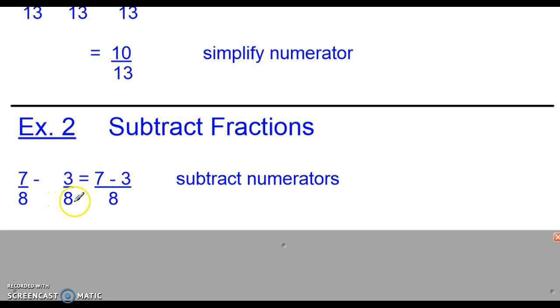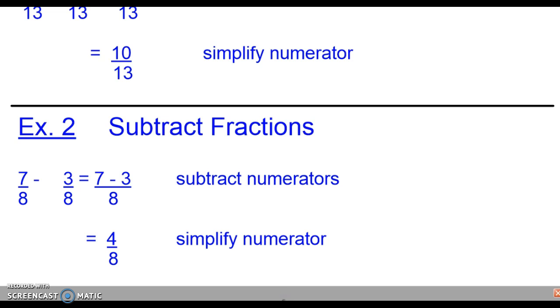7/8 minus 3/8. I'm going to write the difference as my numerator, so 7 minus 3 over 8. And 7 minus 3 equals 4, so 4/8. Now can I simplify this fraction at all? I can divide both my numerator and denominator by 4, because 4 is a factor of both 4 and 8, which would give me 1/2.